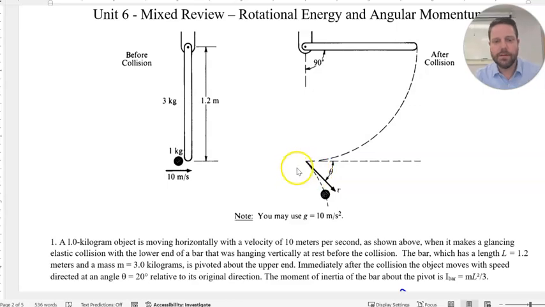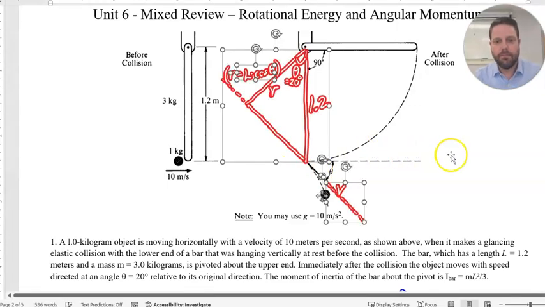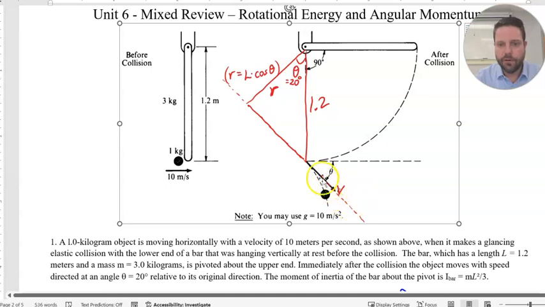So in this problem, I would need to create an axis for that velocity arrow and then identify where there's a perpendicular distance between the pivot and that axis that I drew. And that ends up being this distance right here, which I can set up a right triangle to solve for, and it would be L cosine theta of that angle.